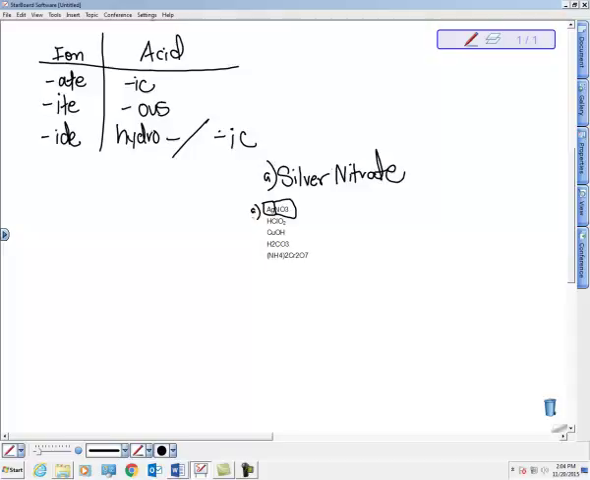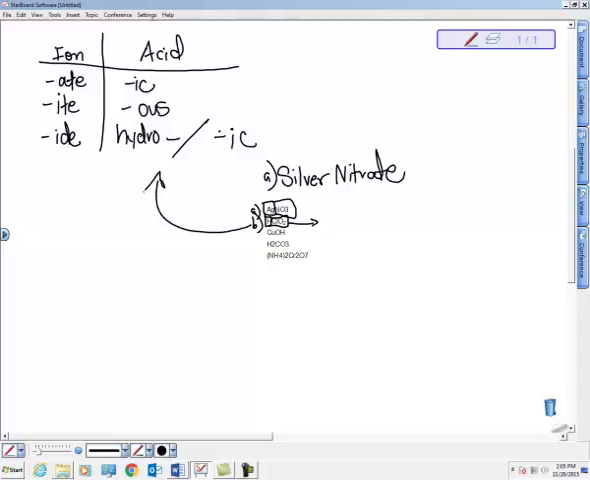That's A. Alright, B is this next guy. I want you to notice that you have a hydrogen in the front. Anytime you see a hydrogen in the front, you have an acid. But the hydrogen in the front doesn't help us when we are trying to name this acid. So let's look at what's left. ClO2. You would have to look up the name of this ion to figure out the name of the acid.